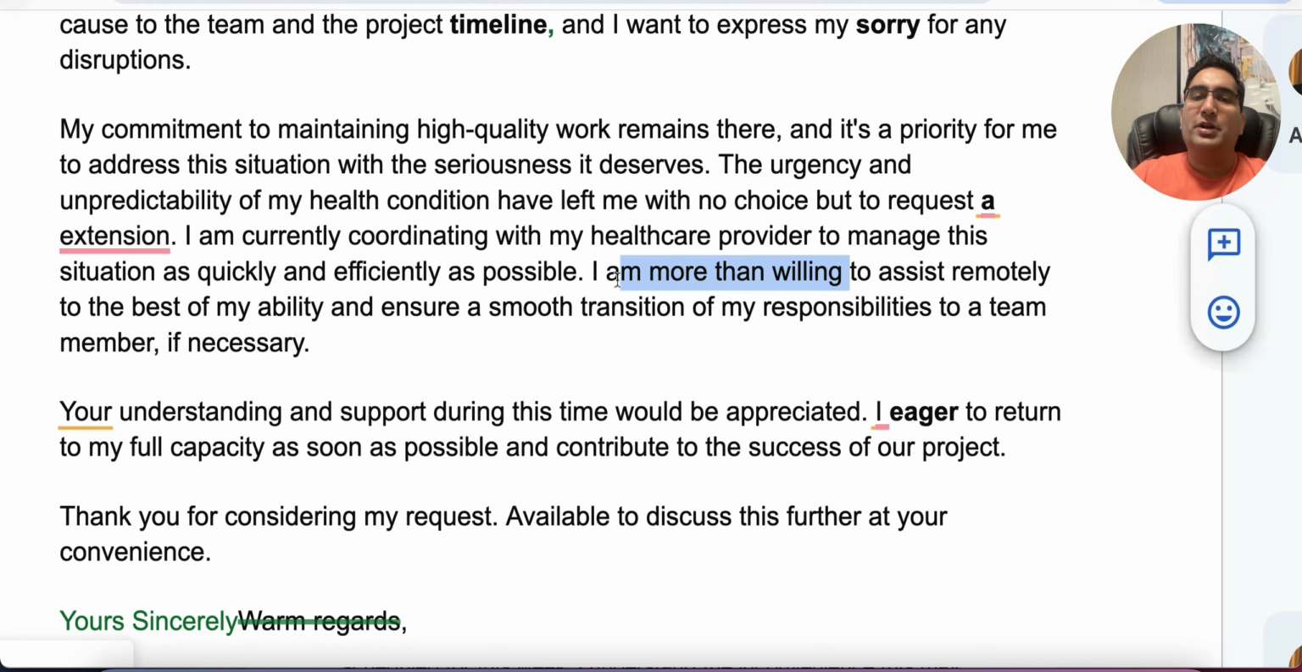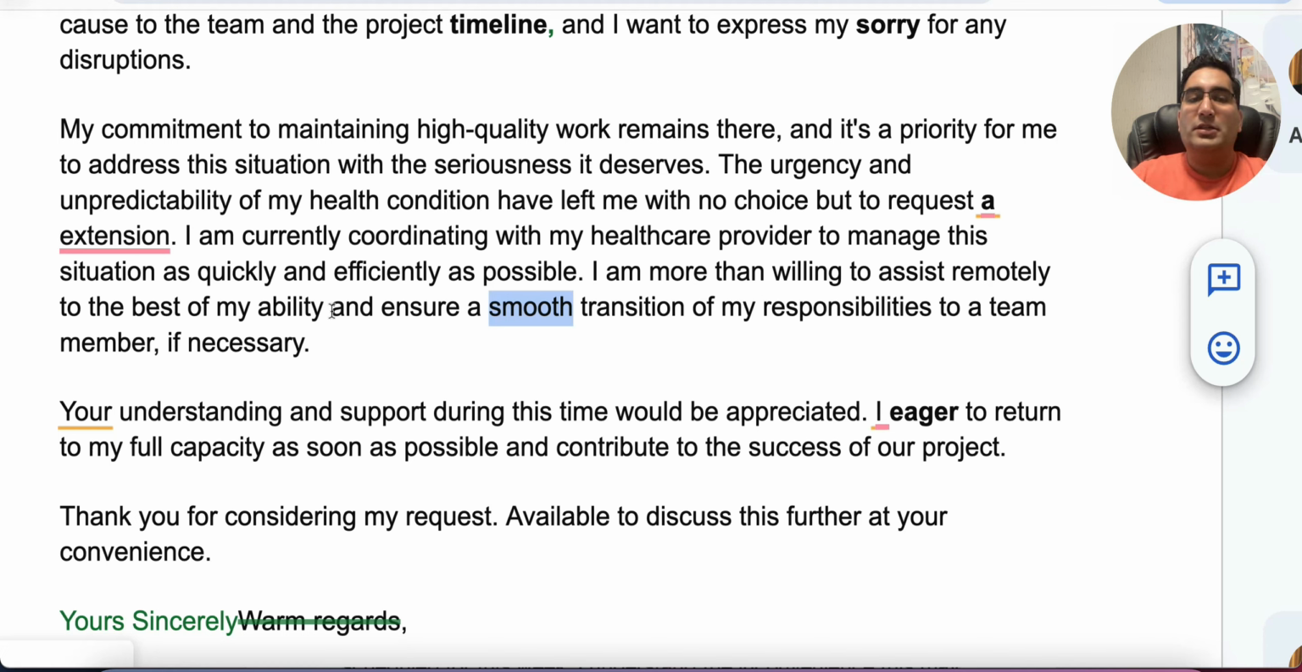So when you have expressions like "I am more than willing," they are unique expressions, good phrasing, and a good way to differentiate it from other simple sentences like "I am doing this, I am this." "I'm more than willing" is better than saying "I want to," okay? "To assist remotely," you have descriptions here. Remotely, smooth transition instead of just transition. So the more adjectives you use, the more marks you will get.